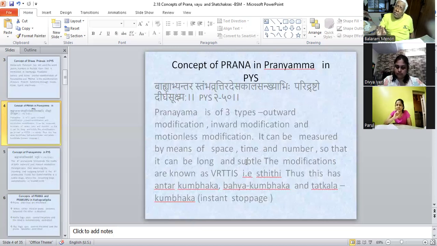Active exhalation, passive inhalation. Please use this word. Active exhalation, passive inhalation in Kapalbhati. They will ask you. Yes, sir. Write it down. Parul, write it down, please. Kapalbhati, active exhalation, passive inhalation.